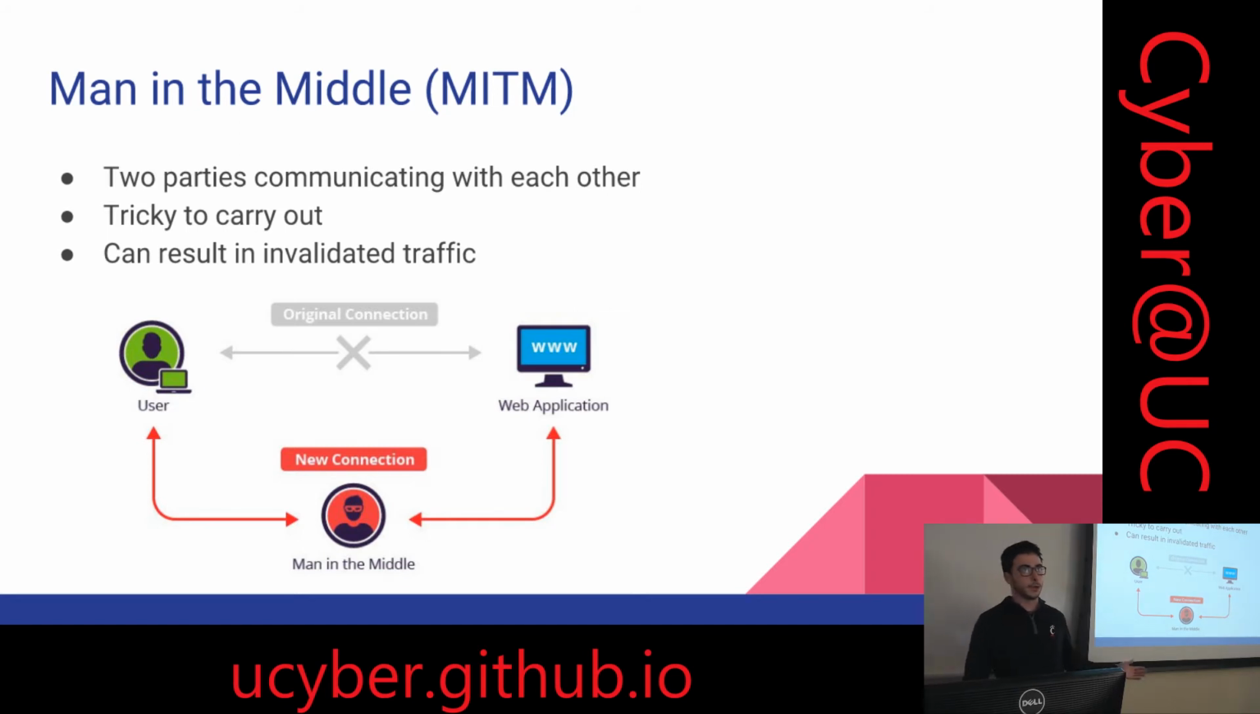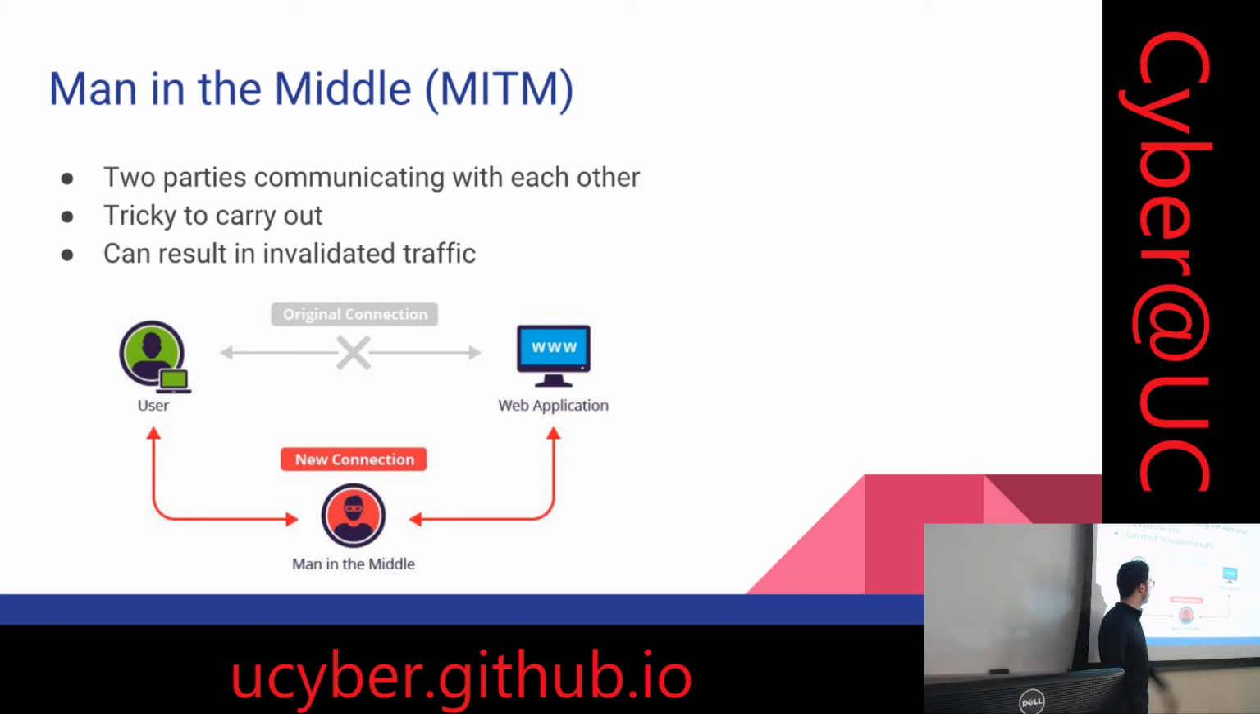So going a little bit deeper into man in the middle, it is 2 parties communicating with each other. You have your user and your web application. Typically, you talk straight to the web application. But in the man in the middle attack, you have some evil person here with glasses on, watching all your stuff, stealing all your passwords and all your data.